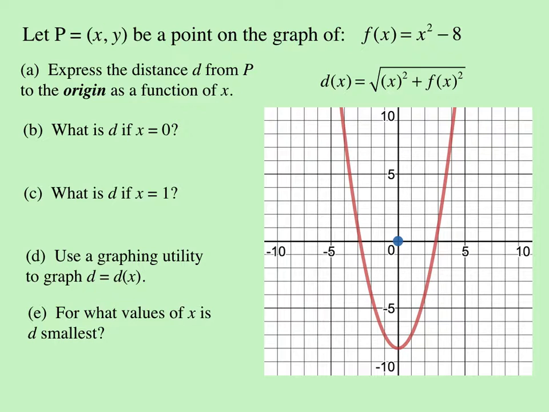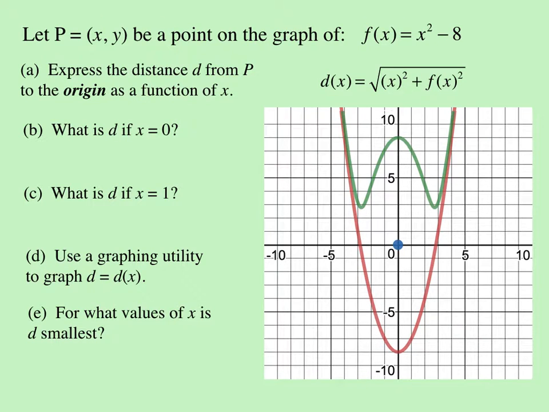I could graph it right away. I could graph d of x using Desmos or some graphing utility. I'm going to do that. So there in green is the function d of x. And remember, what's the value of d at x equals 0? We knew it would be 8. And there we've proven that d of 0 equals 8. We've shown that on the graph.